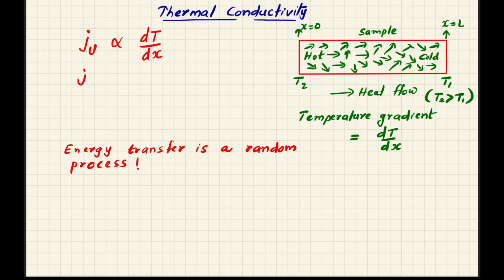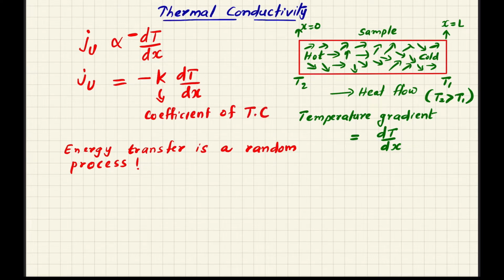So, you can write J equal to minus K dT by dx. There is a minus sign in the first equation also. The minus sign indicates that it flows from the hotter end to the cooler end. Generally, the positive direction is from cooler to hotter, so we will put a minus sign. And K is called the coefficient of thermal conductivity. I am writing it as Tc, thermal conductivity. So, I can put it here also Tc.